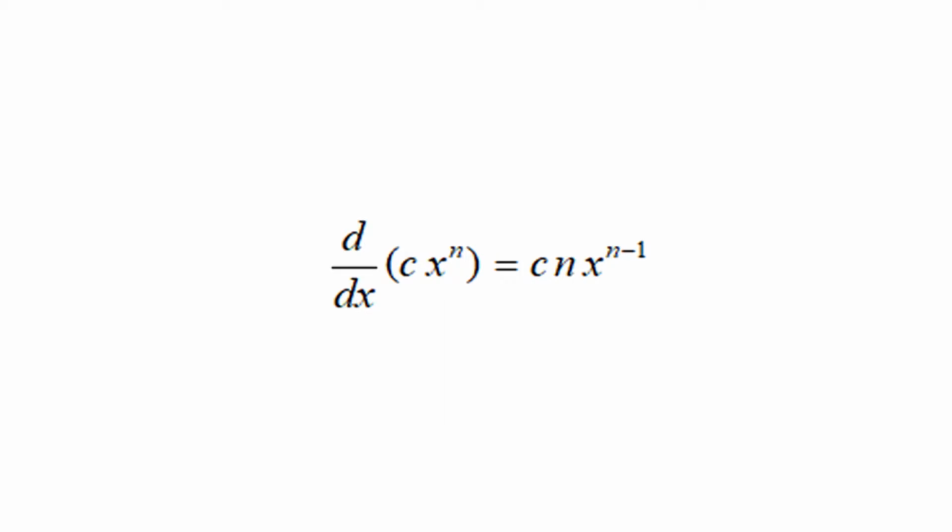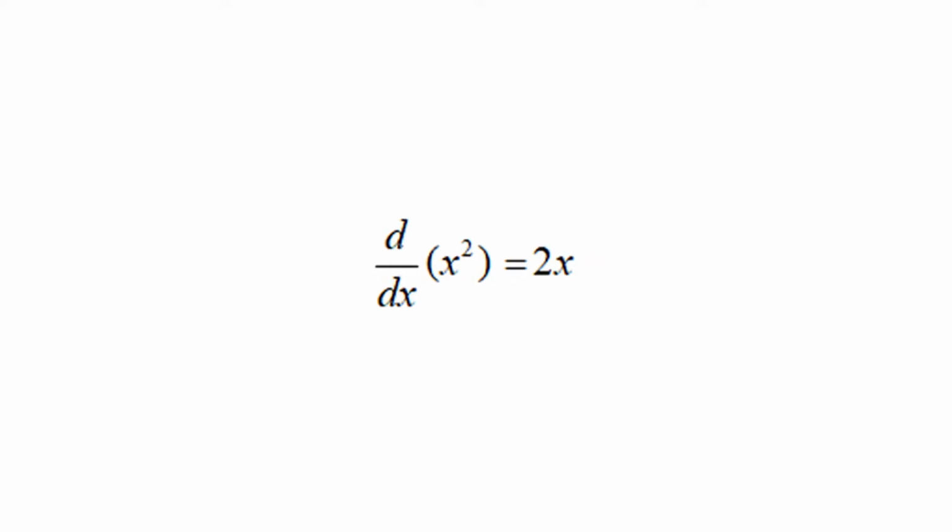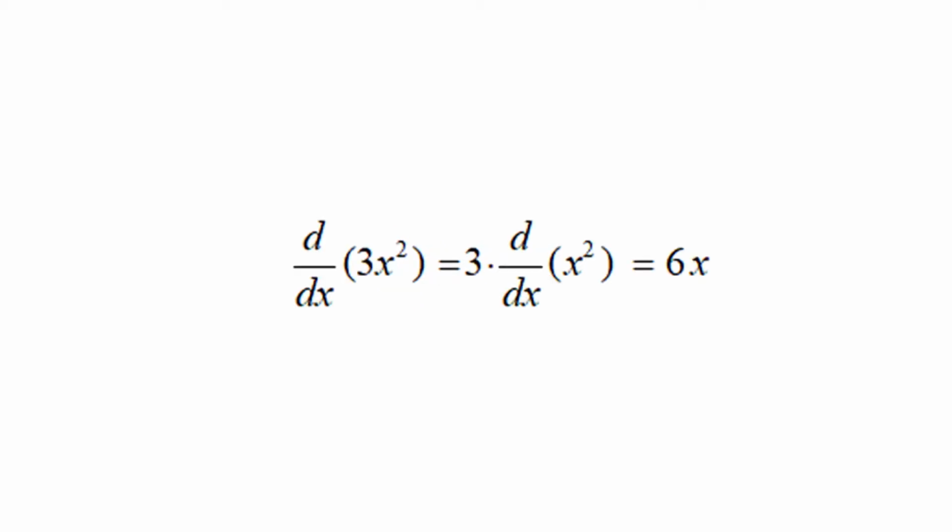In particular, using the constant multiple rule of differentiation and the power rule for positive integers, we obtain: if n is a positive integer, then d/dx of c x^n equal to c times n x^(n-1). As another example, since d/dx of x^2 equal to 2x, d/dx of 3x^2 equal to 3 times d/dx of x^2 equal to 6x.